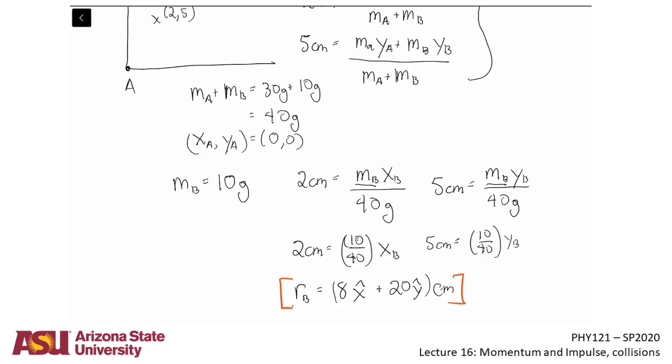Now, what does this tell us? Well, you'll notice the center of mass is closer to the origin than it is to B. Why? Because B has a relatively low mass compared to A, right? So that means this number here, 1/4, is smaller than 1, meaning that B is weighted more lightly.